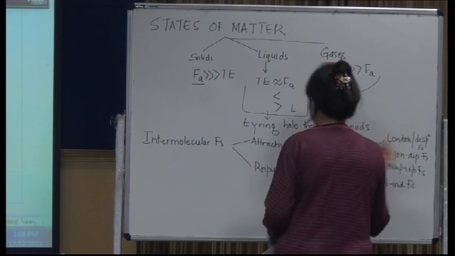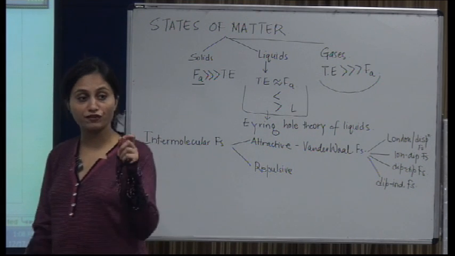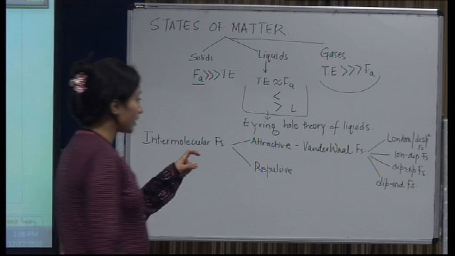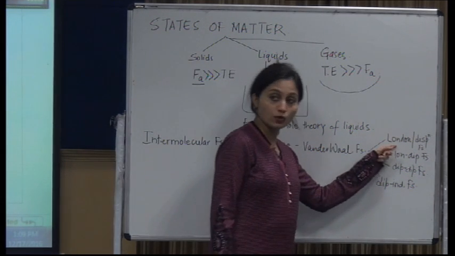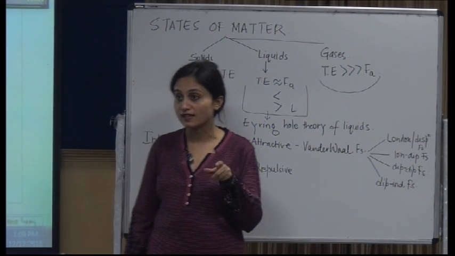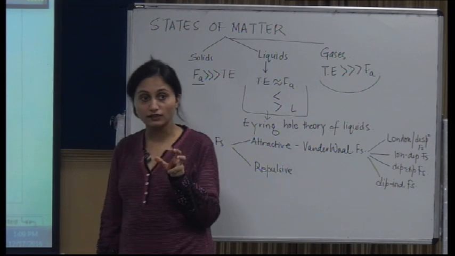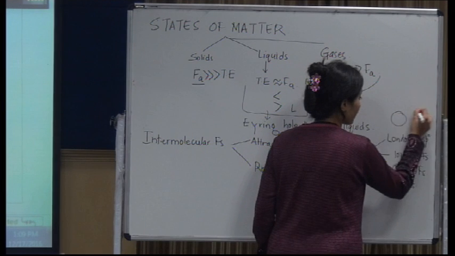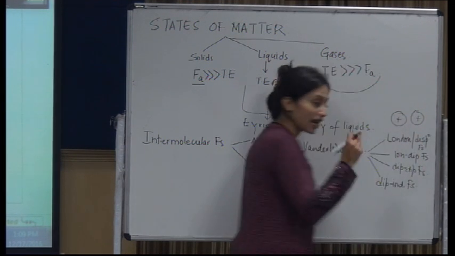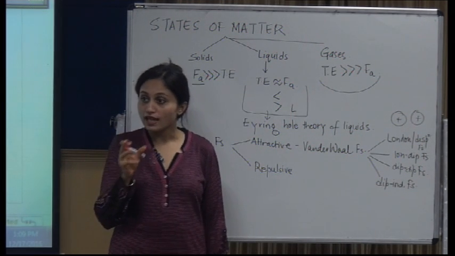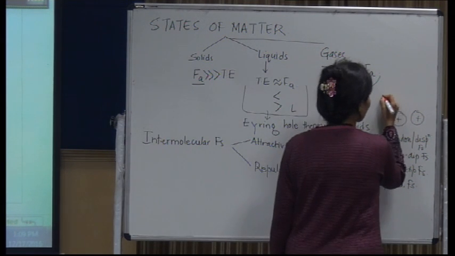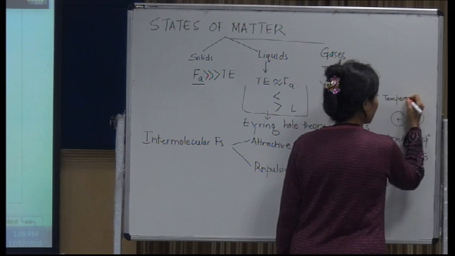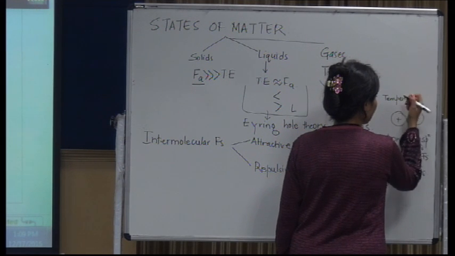Now to discuss the very first one, in London dispersion forces, what do you have? Basically London dispersion forces exist in atoms which are absolutely identical and of the same size. So what causes some kind of attraction between the two is a temporary dipole which is created. In such forces, a temporary dipole is created.